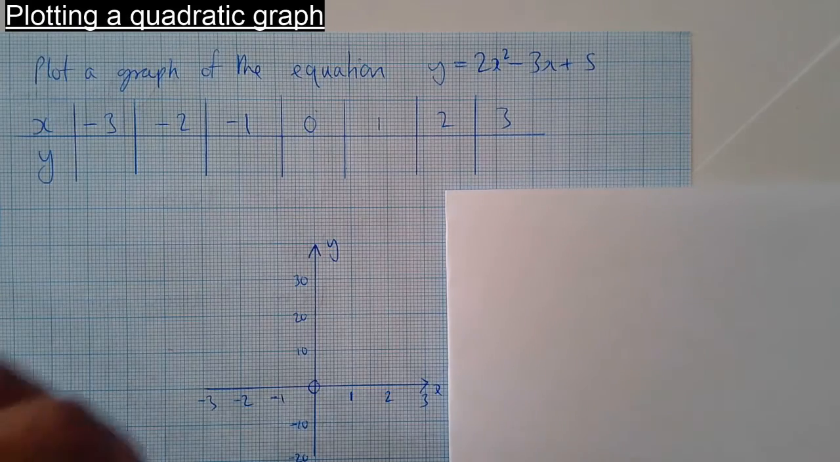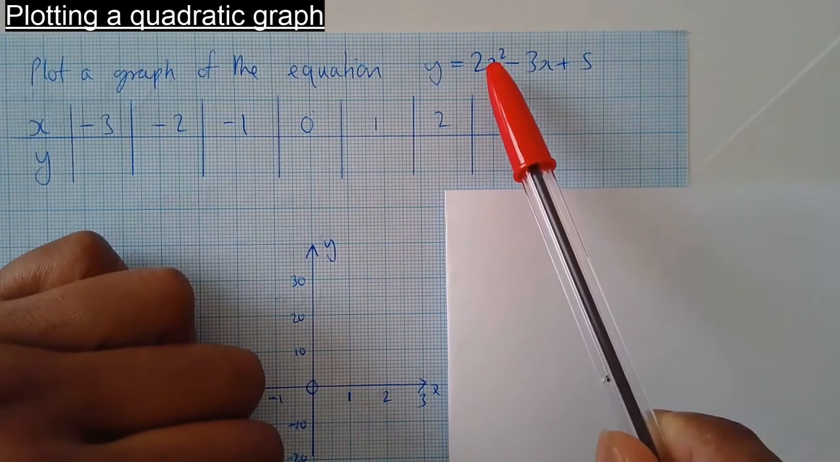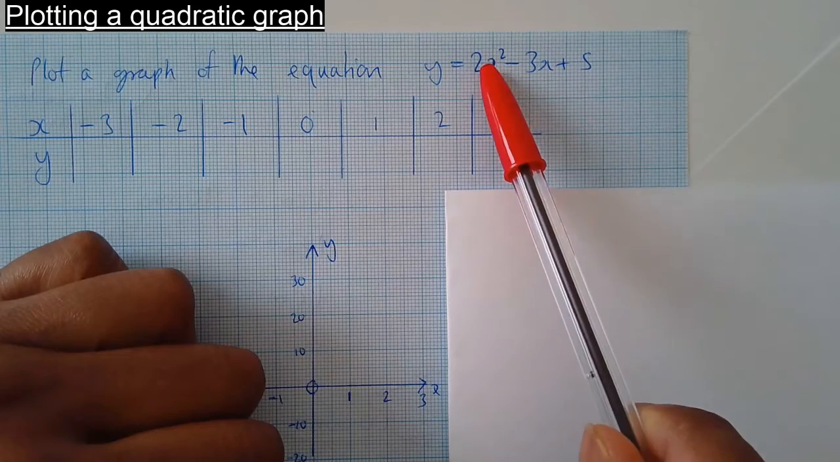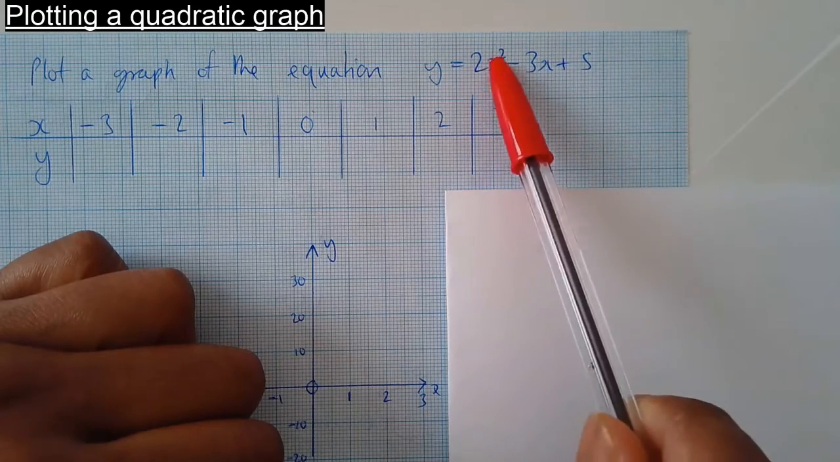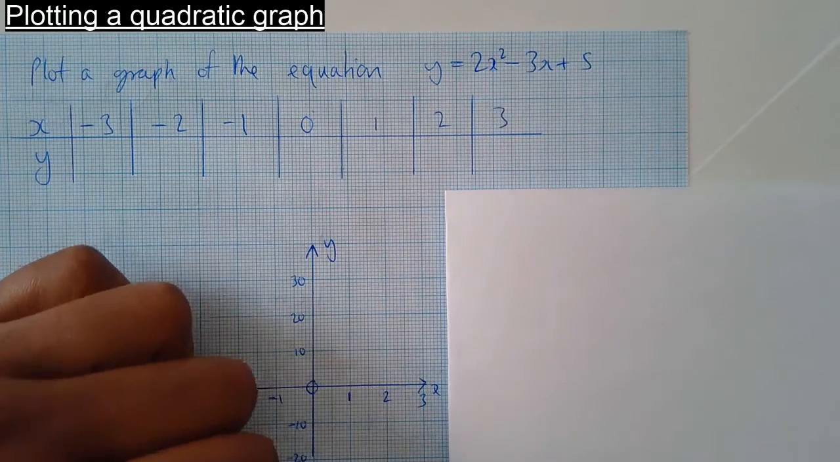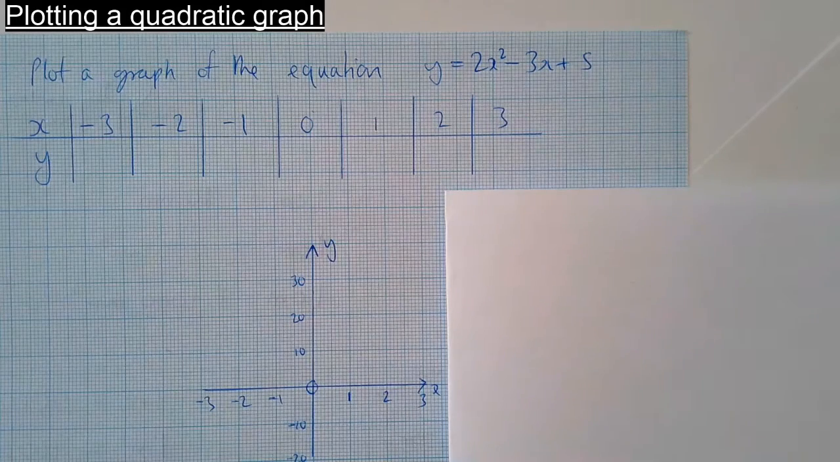I'll be plotting a quadratic graph. It's a quadratic because it's got an x squared term, an x term, and a number term. But most importantly, it's got the x squared, and that's going to give that U-shaped characteristic.